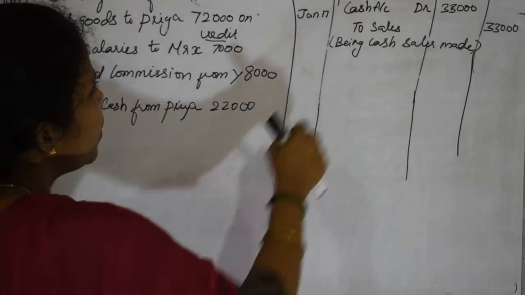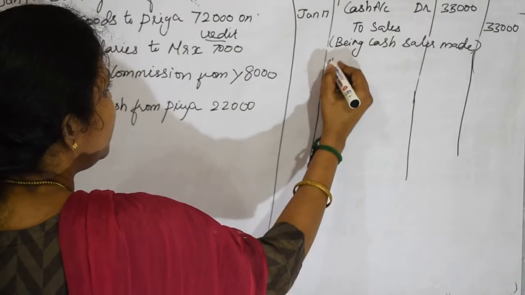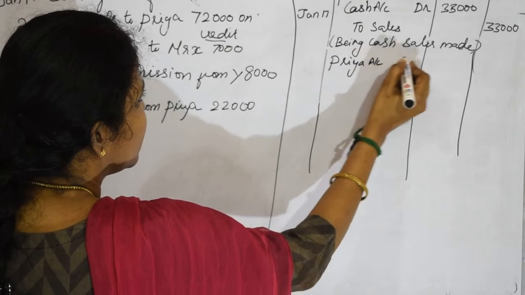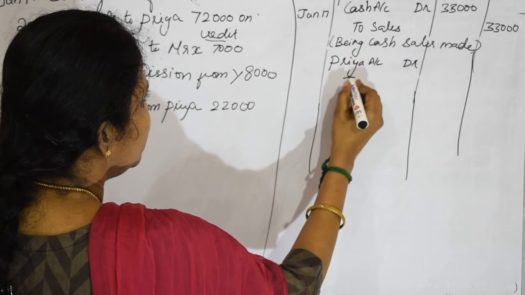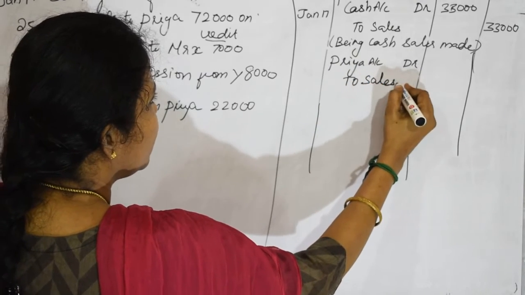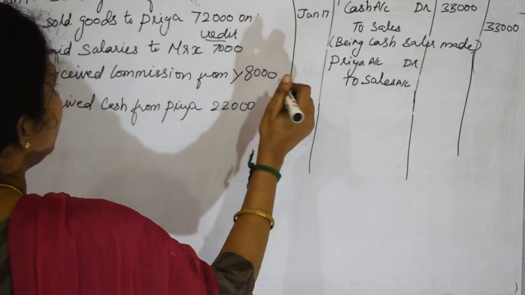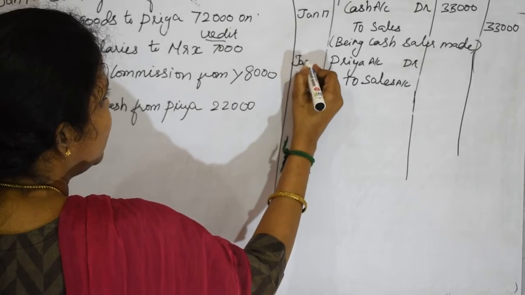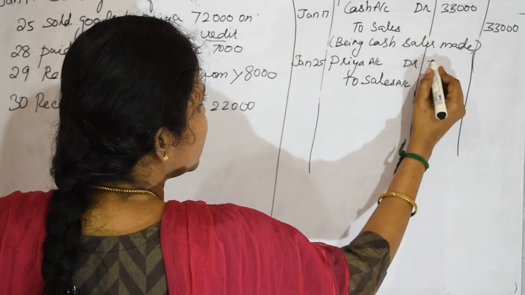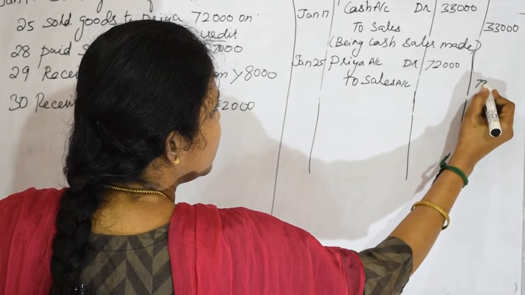So here, instead of writing cash, we have to write the name of the person. Debit the receiver. Priya is the receiver. Priya account debtor to, we are doing the sales, so to sales account. On January 25th, debit 72,000, credit 72,000.